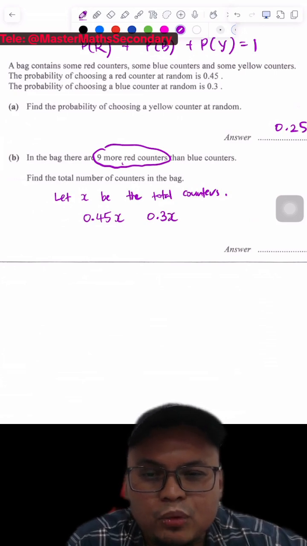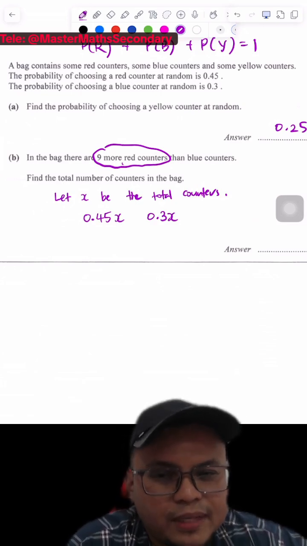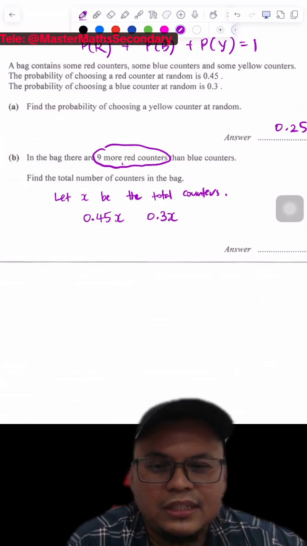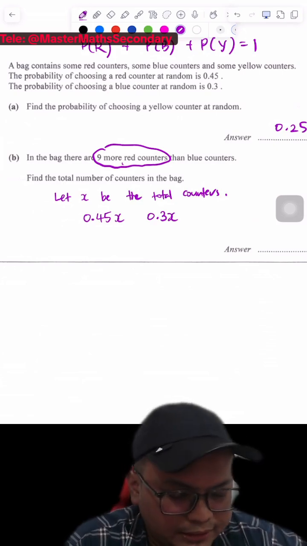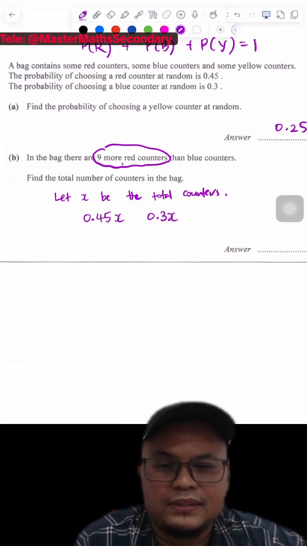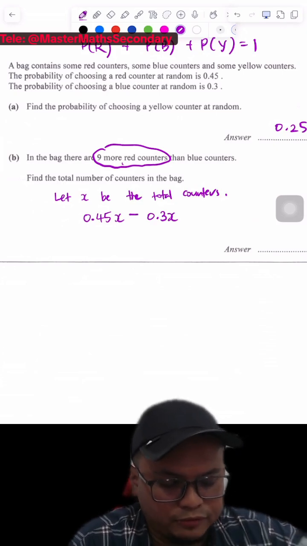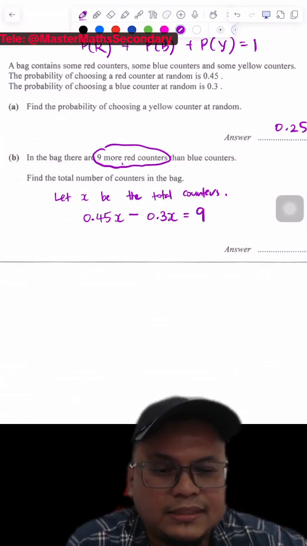Because we know that out of the so many counters there, 0.45 of them, or 45%, or 45 over 100 of them are the red counters, whereas 0.3 or 30% of them are blue counters. And we know that the difference between the red and the blue counters is 9, so I can form my equation like this.